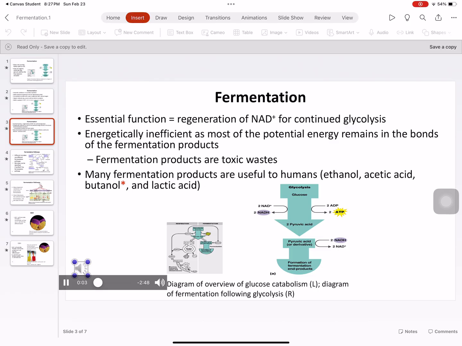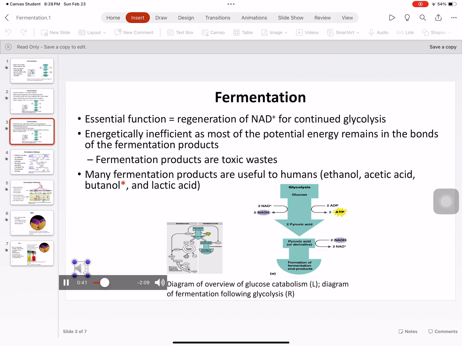To reiterate, the essential function of fermentation is to regenerate our NAD so that we can continue to do glycolysis, because recall that cells have a finite, a limited pool of NAD, and if we use it all up, that is, if we make NADH out of it, then we can't continue glycolysis and we can't make any ATP, and that's usually lethal.